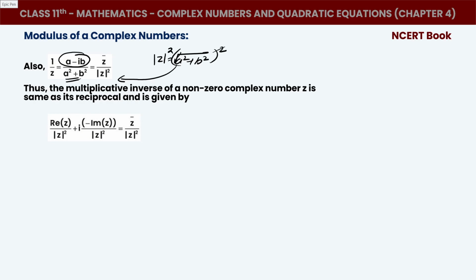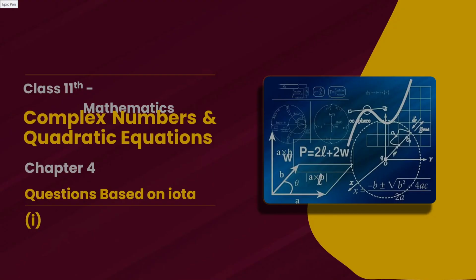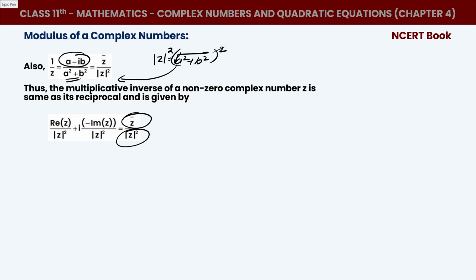And how to define it? The real value of z divided by modulus of z square, plus iota times the negative of the imaginary value divided by modulus of z square, which is equal to, you can say, conjugate of z divided by modulus of z whole square. Right, friends? So this is what today's lecture was.